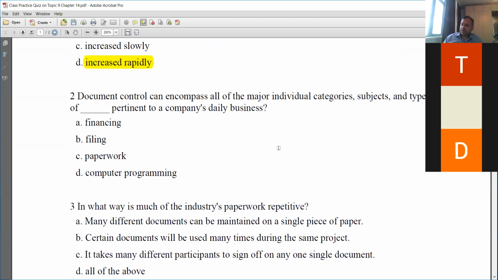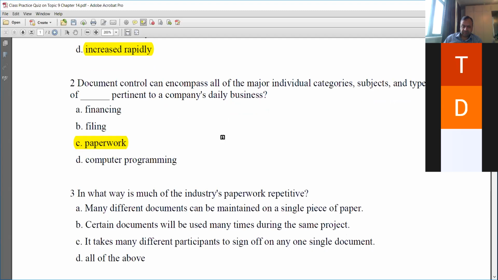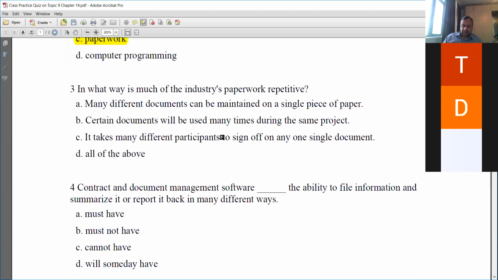Okay, next is: document control can encompass all of the major individual categories, subjects, and types of dash pertinent to a company's daily business. C, paperwork. Yes, I think paperwork has been much affected by the computer-based document control process. Paperwork. Okay, next.